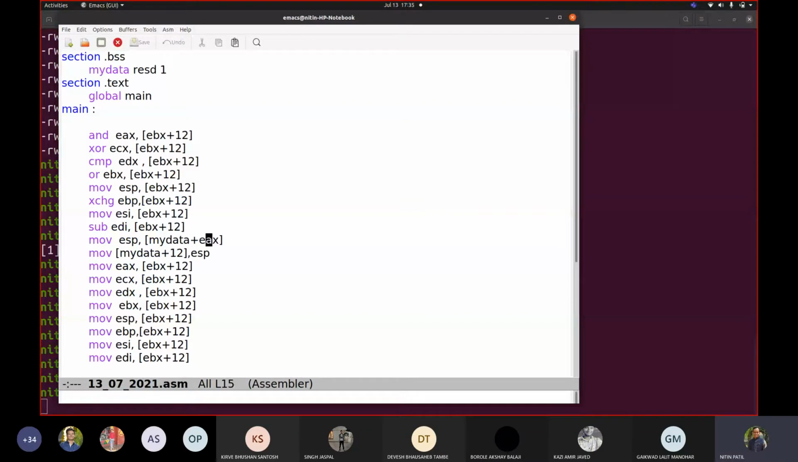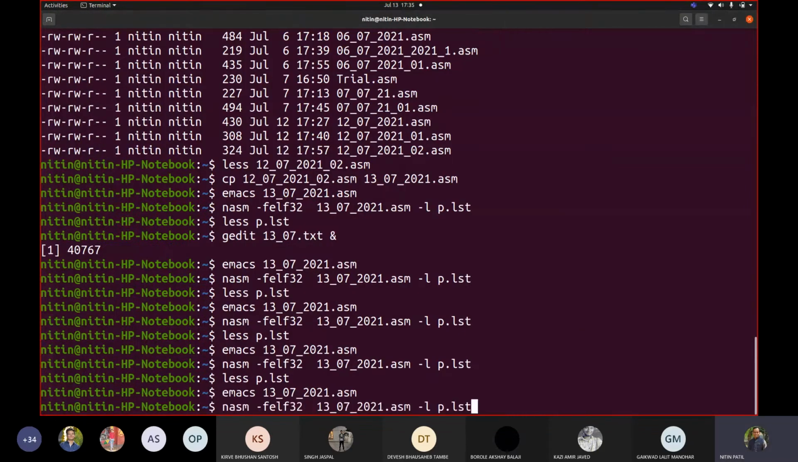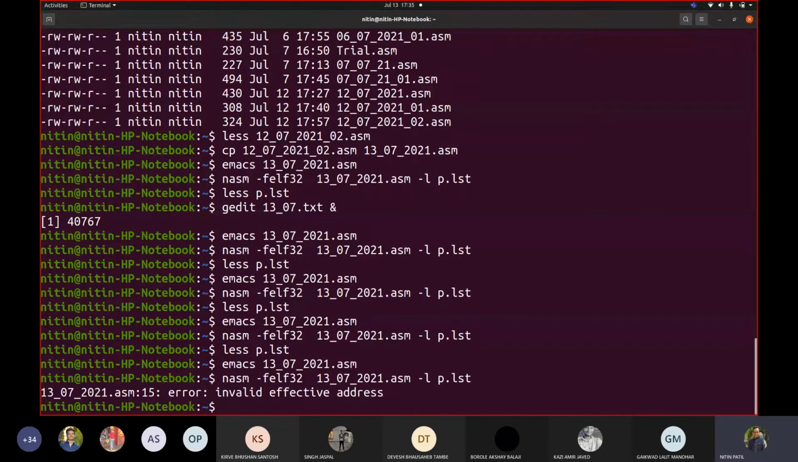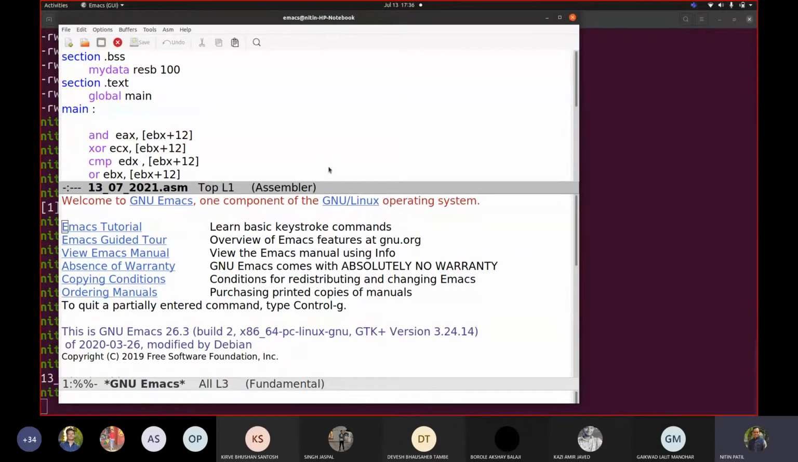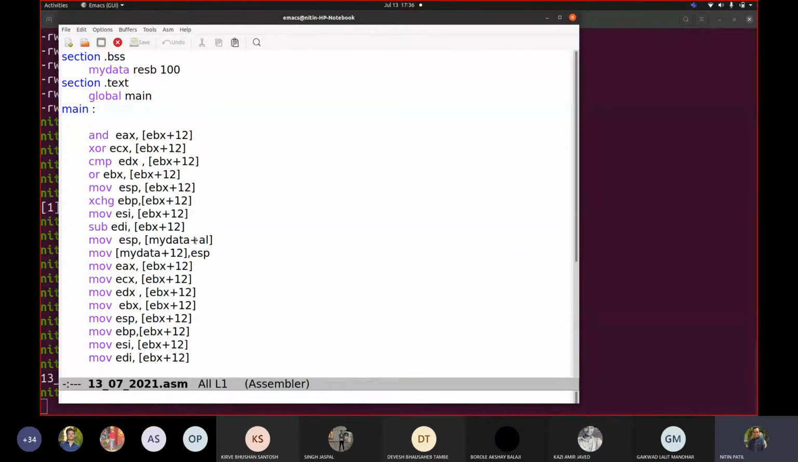Instead of EX, suppose I write AL, and let me make it 100. So what did it say? Invalid effective address. Why? Because in the address that I'm trying to specify here to compute, I cannot write AL directly.